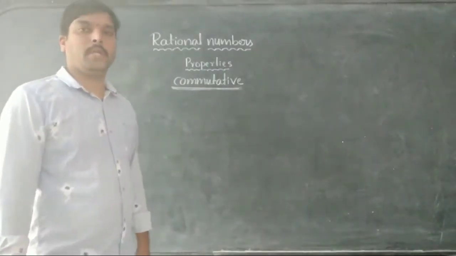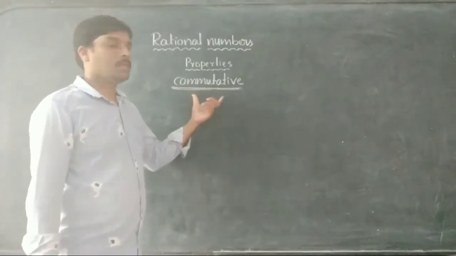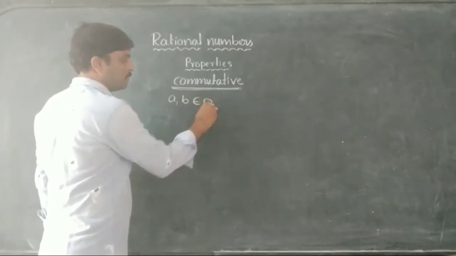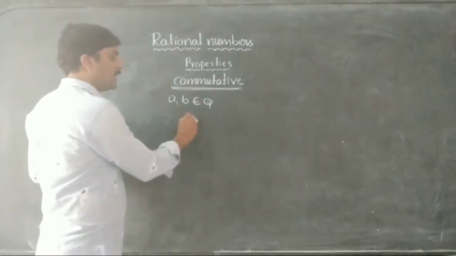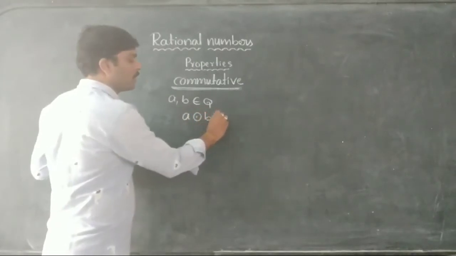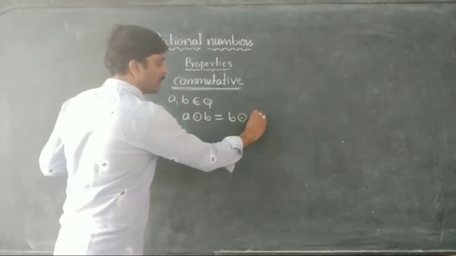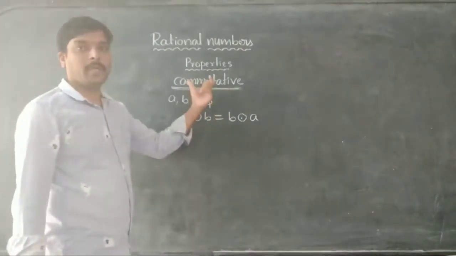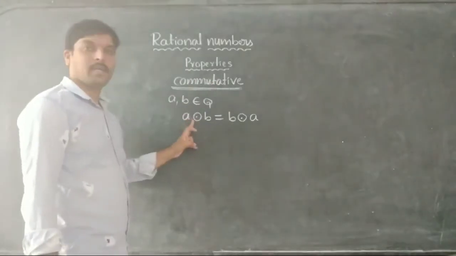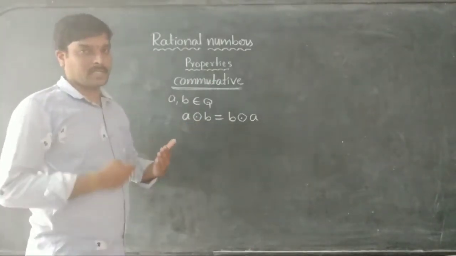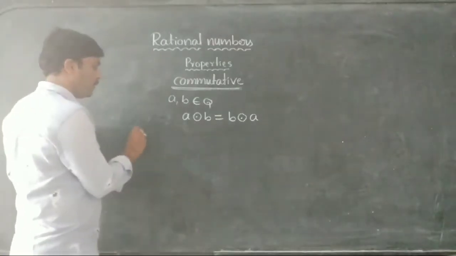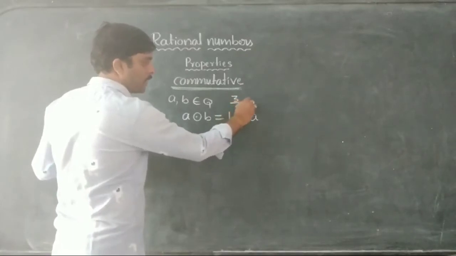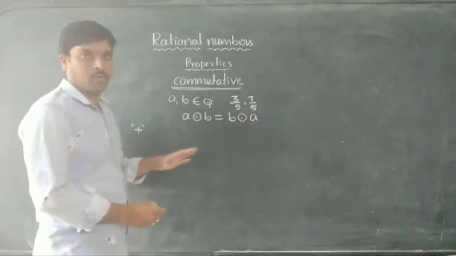Next property, commutative property. Let a, b be any two rational numbers. The standard form is a circle b is equal to b circle a. This is the commutative property. In the circle place you can take plus, minus, into, division. You can check the plus symbol first. Let us take any two; before I took 3 by 5 and 7 by 5, and you can use those two.